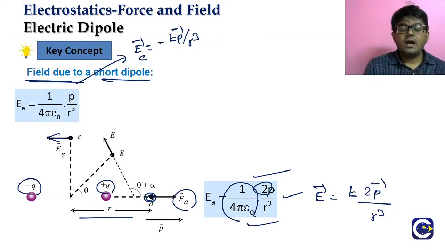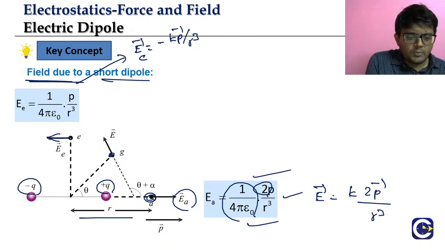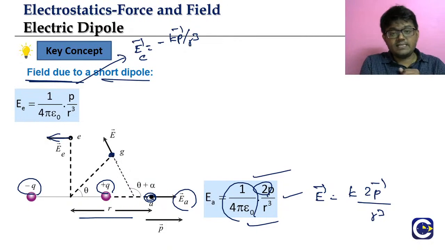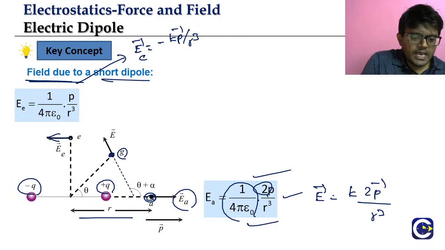Sometimes we can also expect questions on this. Deriving this is not asked; we can just look at the result. So look here, we take a general point. G is the general point, A is the point on the axial line, and E is the point on the equatorial plane. We take a general point making an angle. From the center of the dipole length, we are going to measure the R value.